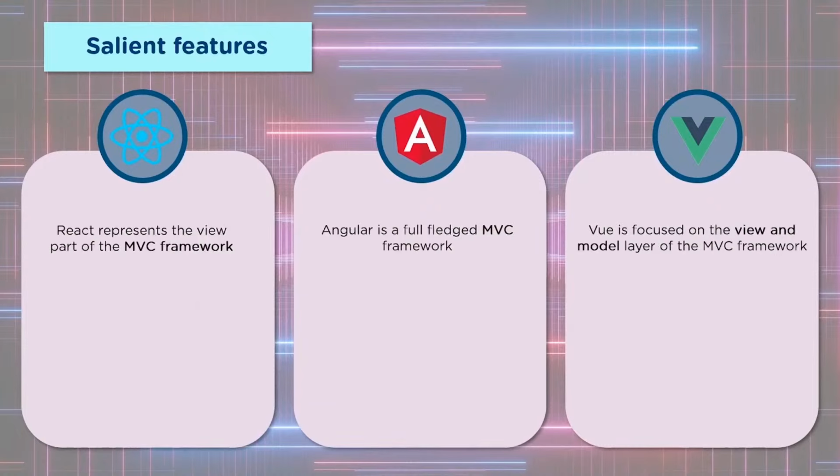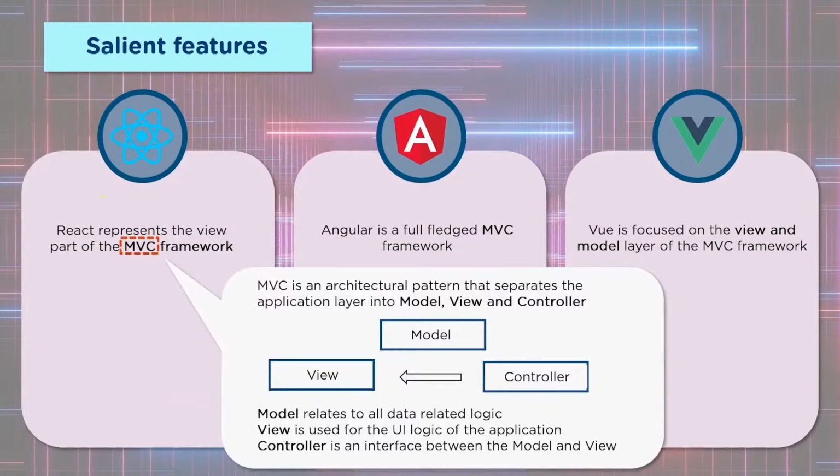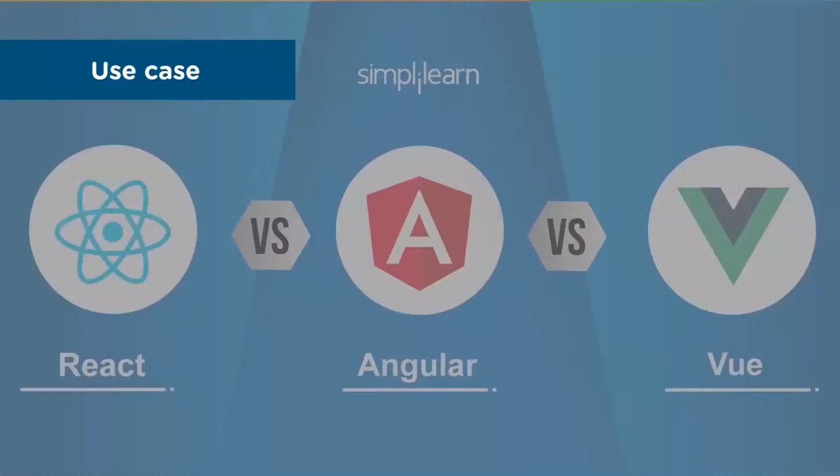Now React represents the View part of the MVC framework, and Angular is a full-fledged MVC framework in itself, and Vue on the other hand is focused on the View and the model layer of the MVC framework. Now what exactly is the MVC framework? MVC is an object-oriented design principle that mandates the separation of concerns, meaning one thing can only do one thing. So the model deals with the entity classes, the data and the business logic, while the view deals with the representation and the UI logic of the application, and the controller drives the functionality of the two. Any changes can be easily factored and isolated, and as a result, testing becomes a whole lot easier. Moving on, now let's look at the use cases from the business perspective.